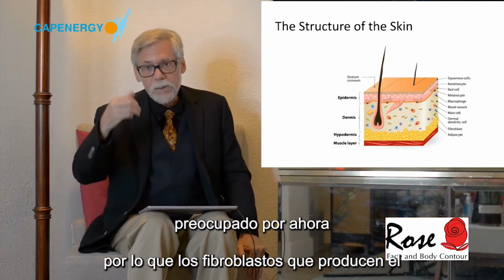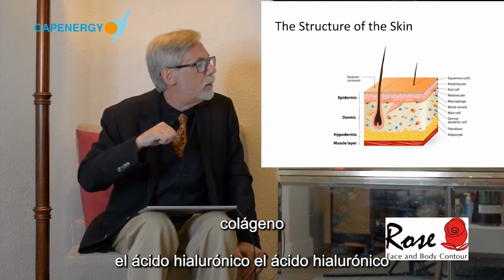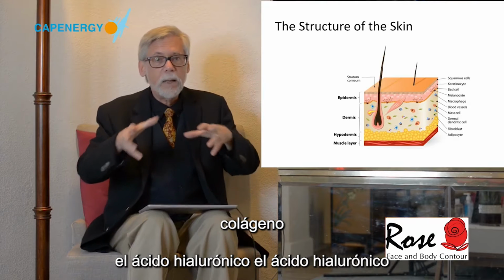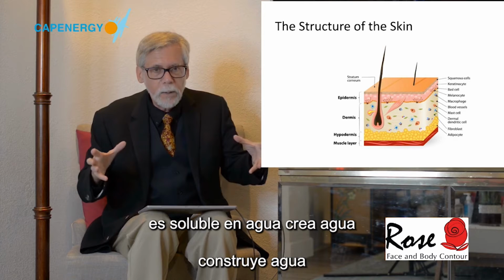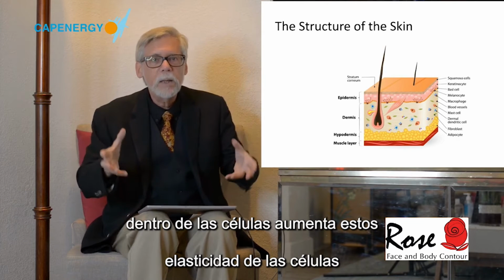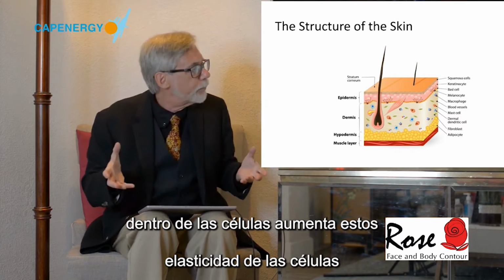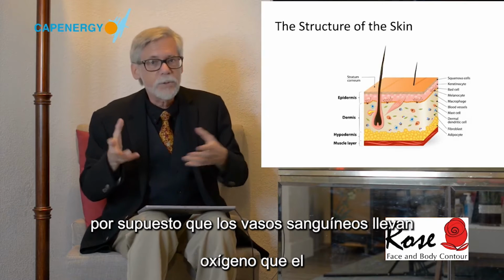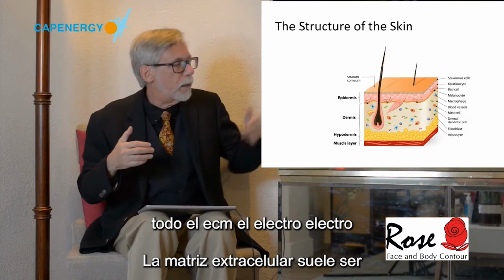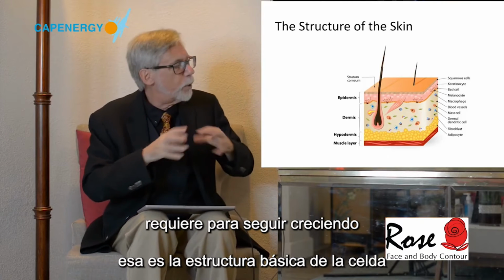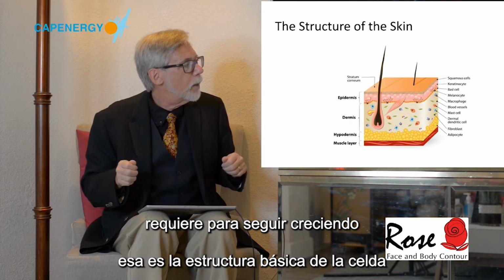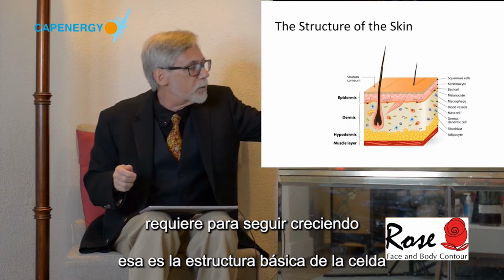So the fibroblasts produce the collagen, and the hyaluronic acid is water soluble. It builds water within the cells. It increases the cell's elasticity. Of course, the blood vessels are carrying oxygen, which the entire ECM, the extracellular matrix, requires in order to keep growing. So that's the basic structure of the cell.